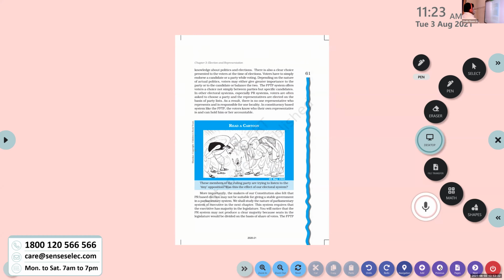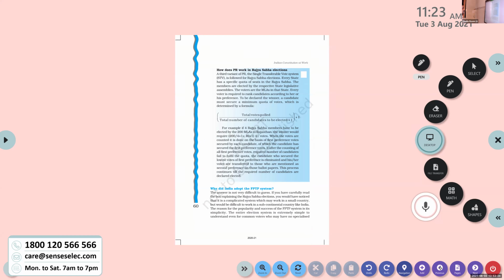Yes, and come back to the chapter. Next question: why did India adopt the first past the post system? That's a question for us. Why did our country adopt the first past the post system? Page number 60.